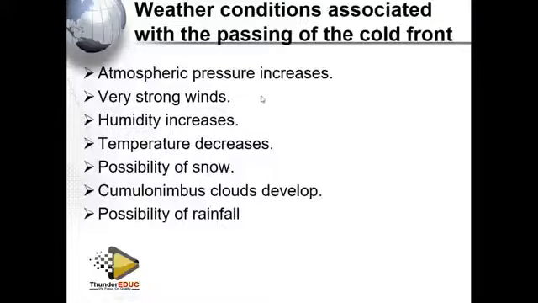For example, atmospheric pressure increases. Why is it increasing? It is increasing because the cold front is passing. Remember, we said behind the cold front is cold air. That means as the cold front passes, the cold air is following. That cold air is going to result in the area being occupied by cold air, and that will result in the increasing of the pressure. Pressure is increasing because the air is cold. As it is descending onto the Earth's surface, it will exert more pressure onto the Earth's surface.